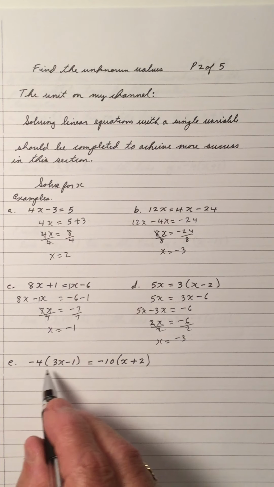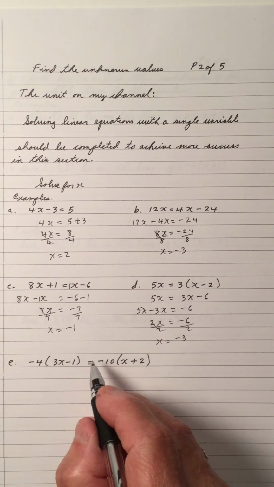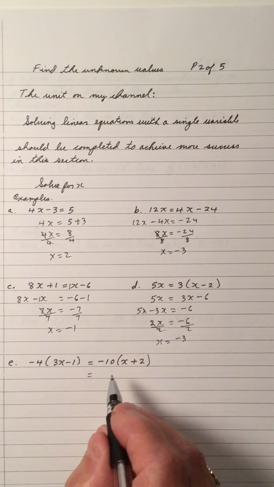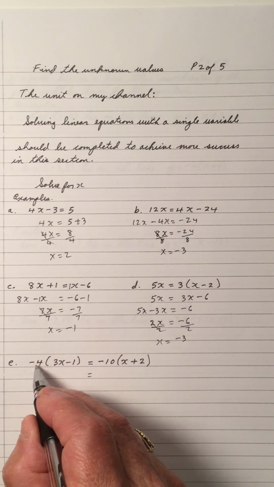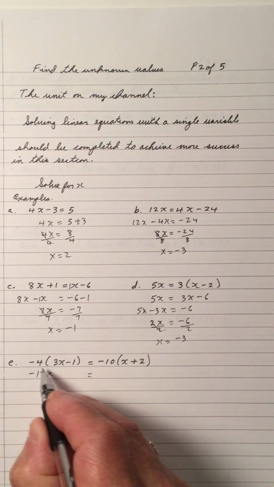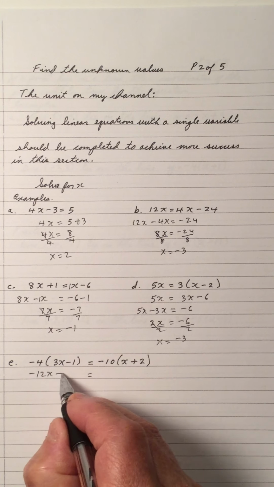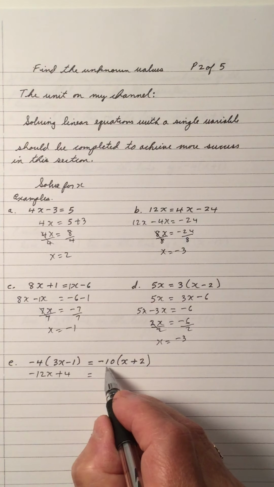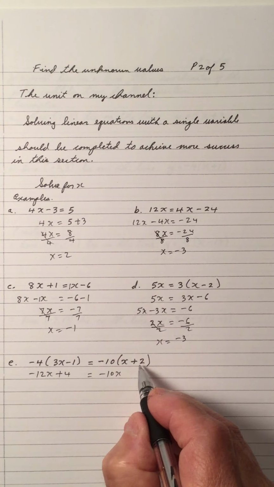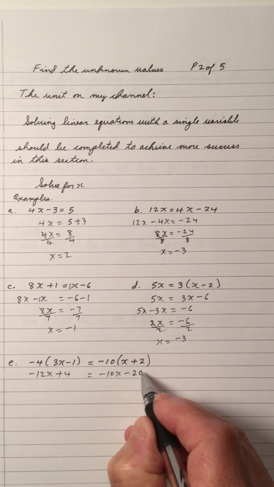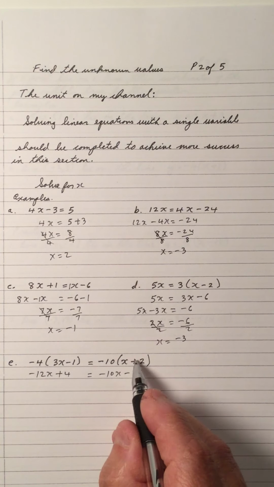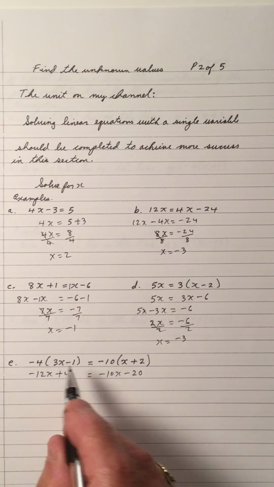And here we have brackets on both sides, so we still have to simplify each side. You always simplify each side first before you transpose. So let's multiply negative 4 by 3x to get a negative 12x. Negative 4 times negative 1 is plus 4. Negative 10 times x is negative 10x. Negative 10 times positive 2 is negative 20. So notice the negative 4 and the negative 10 is distributed through each term on the inside.